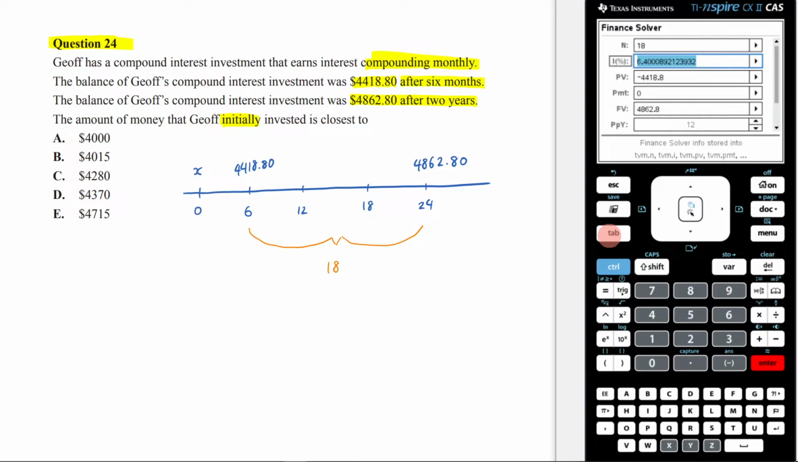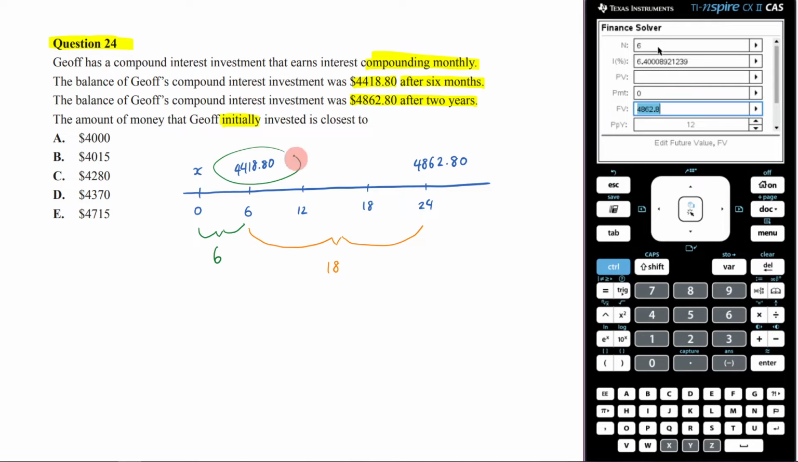Now that I've got the interest, I'm going to start back at the beginning and focus on from 0 to 6. So that's 6 months right there. I'll come back here and go 6. My interest rate I now have is that. My present value, I don't know. That's what we're trying to figure out, the initial value. I'm not paying or taking money out, so there's no payment. My future value is now going to be this one right here, 4418.80. And it's compounding monthly.